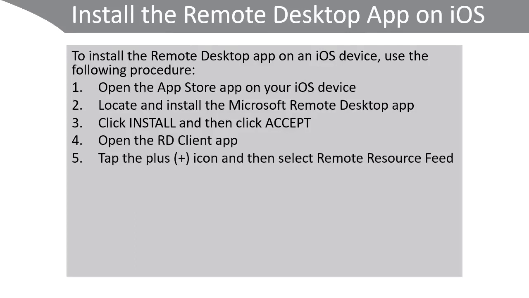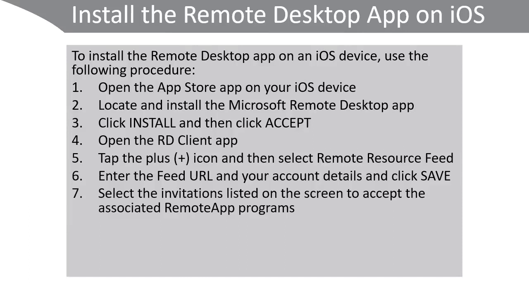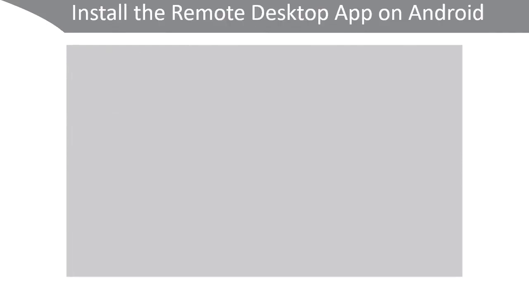Tap the plus icon and then select Remote Resource Feed. Enter the feed URL just as we did in the previous session and your account details and click Save. Select the invitations listed on the screen to accept the associated Remote App programs. After you've accepted the invitations, the list of apps you have to access will be downloaded to your device and made available to you.